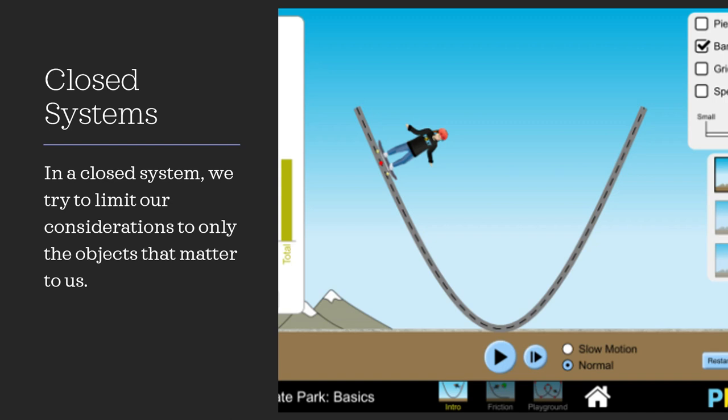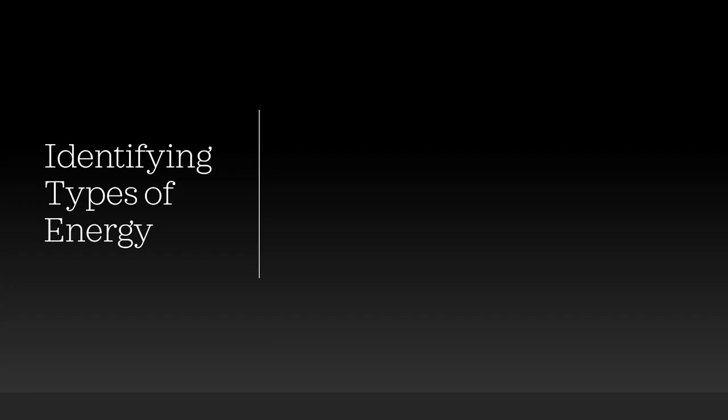So we can really treat the skateboarder and the skateboard itself all as one object, and then we have the ramp. So we'd just be looking at those two different things within this closed system. Now, once we've established a closed system, we can start looking for different types of energy.